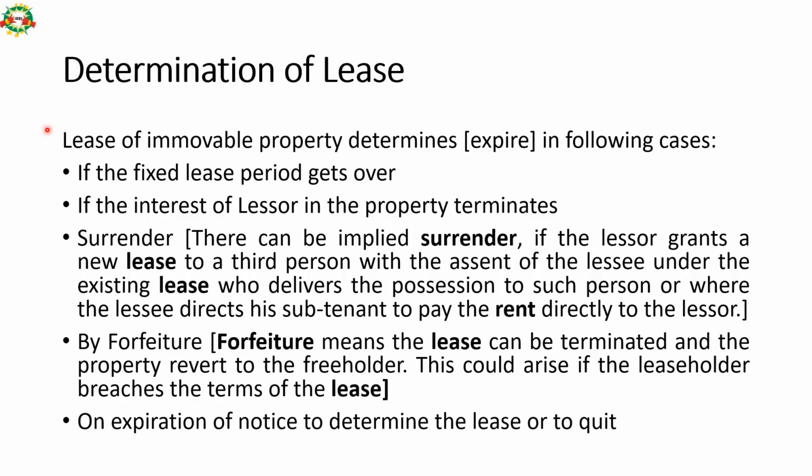So I have sold the property to somebody else and I instruct my tenant to pay that rent to somebody else. If that condition is there, then the lease can continue, otherwise it gets closed, it gets surrendered. It is assumed to be by forfeiture. Forfeiture means the lease can be terminated and the property reverts to the freeholder. This could arise if the leaseholder breaches the terms of the lease, on expiration of notice to determine the lease or to quit.